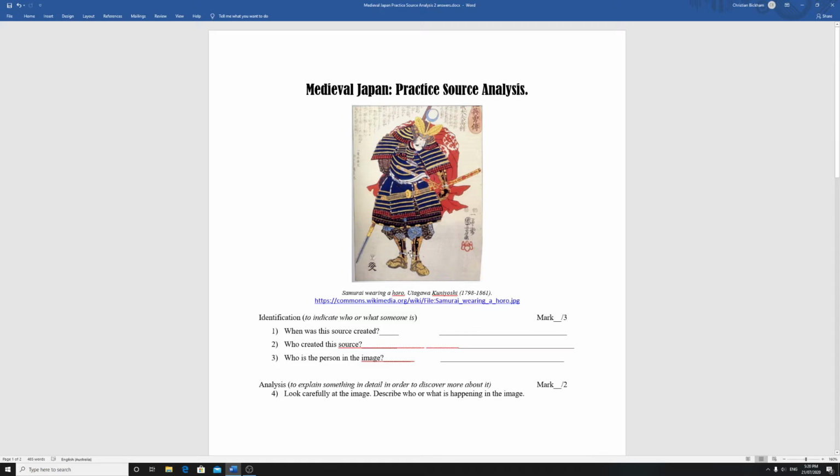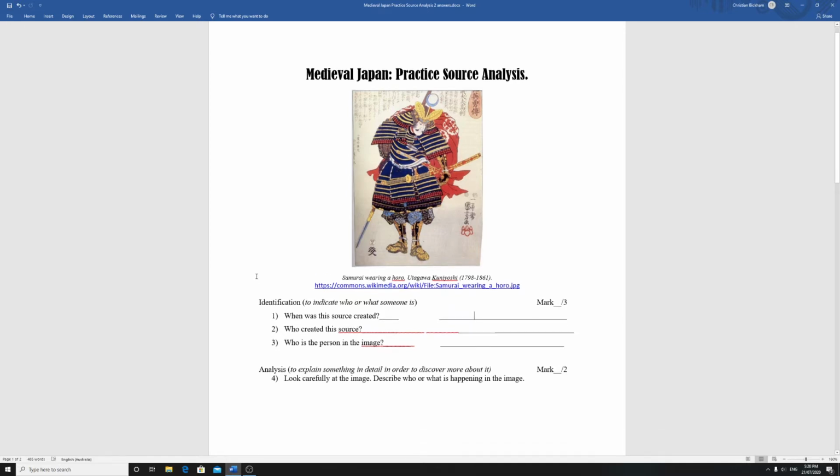So in order to understand who this samurai was, when he lived and so forth, we need to have a look at the weapons he's wearing, the horo itself, and his armor, and hopefully that gives us an indication about the nature of this individual and the time period in which he lived. So let's have a look at these questions now.